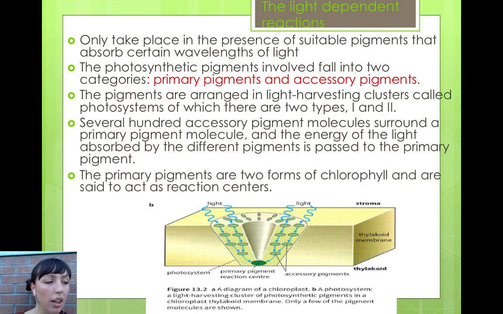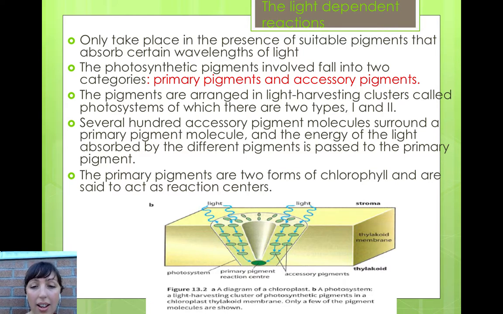in the light-independent reactions. The photosynthetic pigments that are involved fall into two categories, and that would be a primary pigment and an accessory pigment. The pigments themselves are arranged in light-harvesting clusters called photosystems, of which there are two types, 1 and 2. In a photosystem, several hundred accessory pigment molecules surround a primary pigment molecule, and the energy of the light absorbed by the different pigments is passed to the primary pigment. Okay, so the primary pigments are two forms of chlorophyll, and they're said to act as reaction centers.